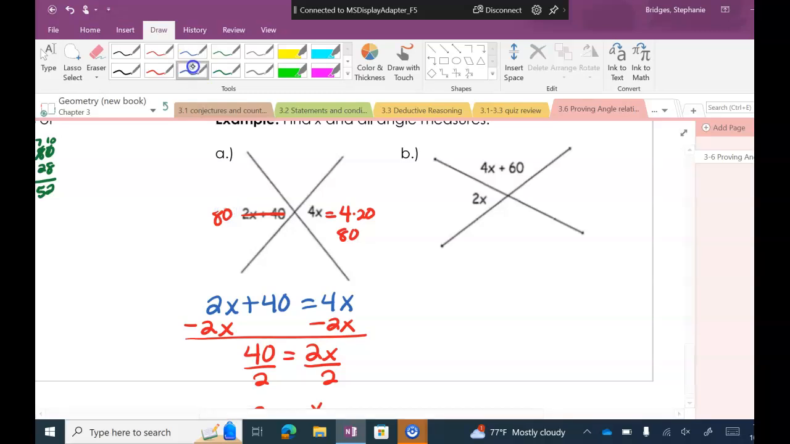Here's my question. What would these two angles be? These two together give me how much? 180. So if the one down here is 80, then this top one would have to be 100, which means the bottom one would also have to be 100. Are we ready?